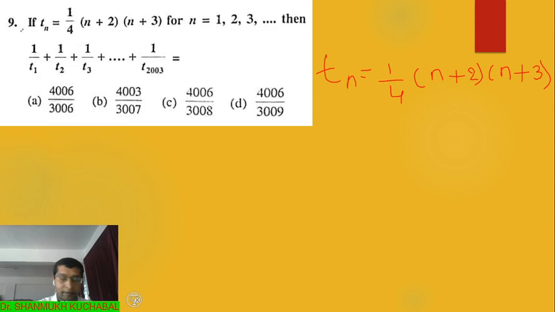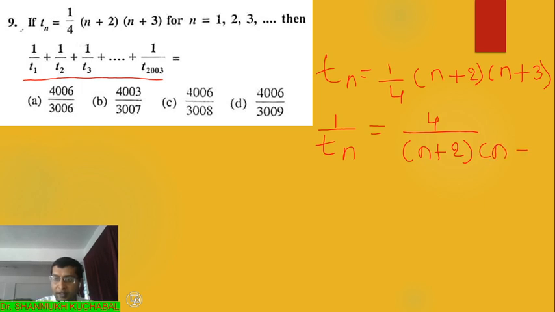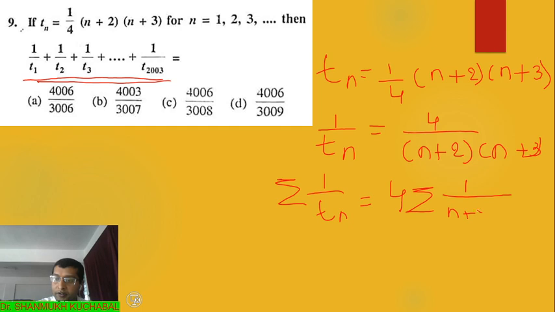This is given. Further, everywhere it is a ratio 1 by Tn, so we'll take a reciprocal of this. 1 upon Tn equal to 4 divided by (n plus 2) into (n plus 3). So further we will take a summation, because it is a sum from 1 to n. Summation of 1 upon Tn equal to, 4 is a constant, we keep it outside, summation of 1 divided by (n plus 2) into (n plus 3).